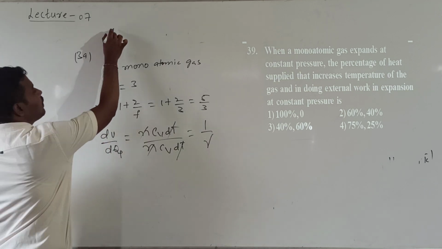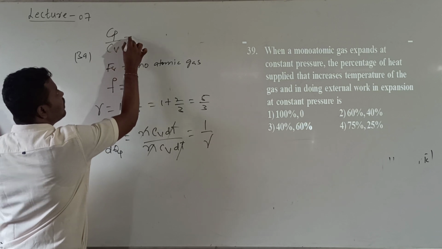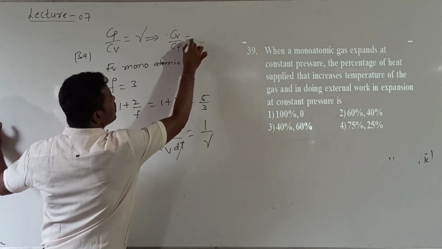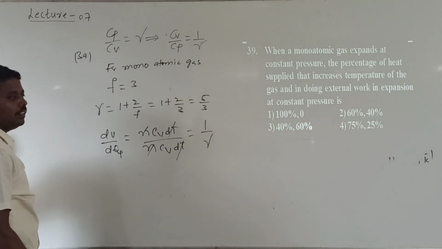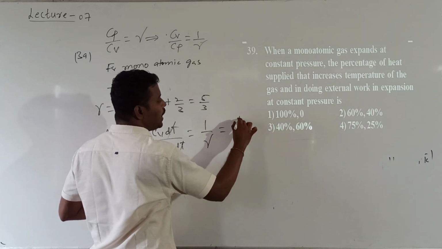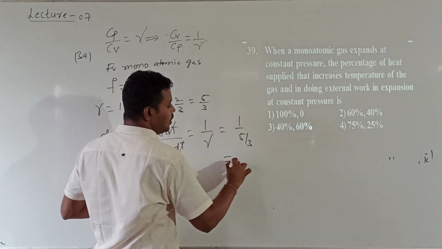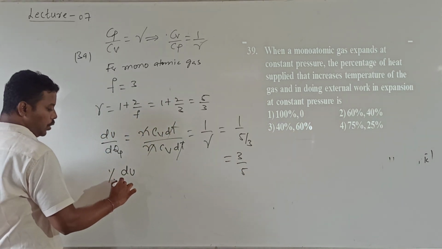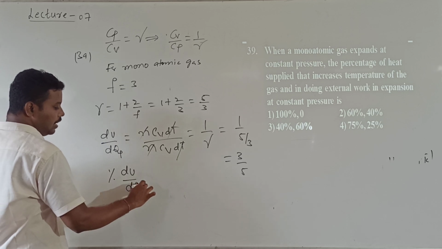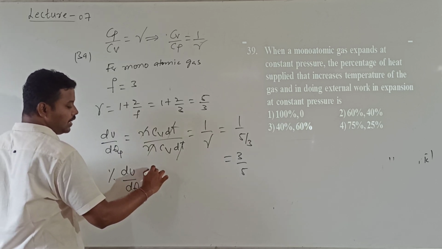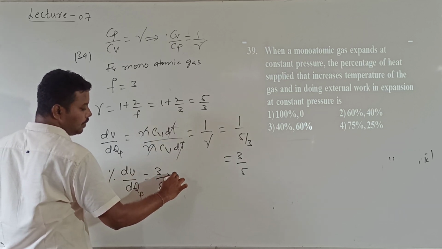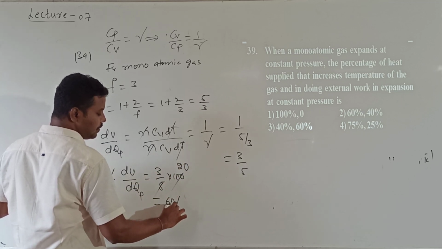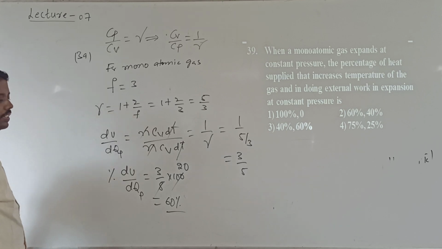Cp by Cv is equal to gamma, which implies Cv divided by Cp is equal to 1 by gamma. Correct? Then what do I get? 1 by gamma, with gamma 5 by 3, so 3 by 5. If I want to calculate the percentage of heat utilized for rising the temperature, that is dU divided by dQ, which is 3 by 5 into 100. 5 ones are 5, 5 twelves are 60. So 60% of heat is utilized for rising temperature.